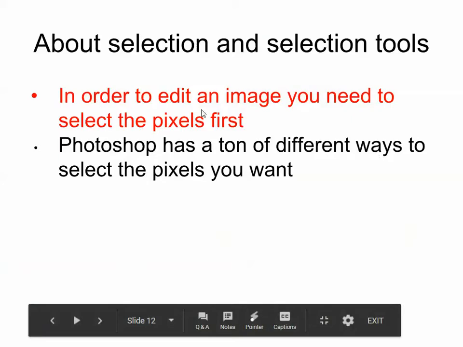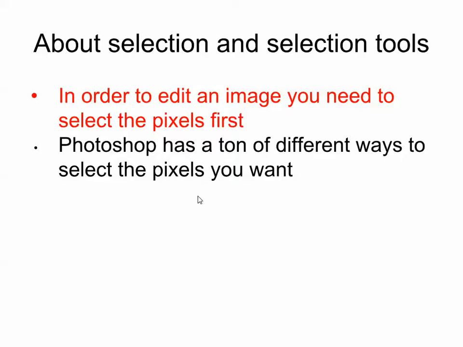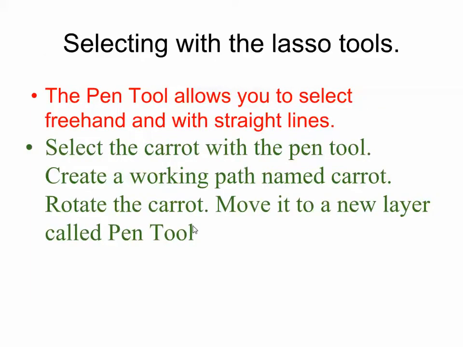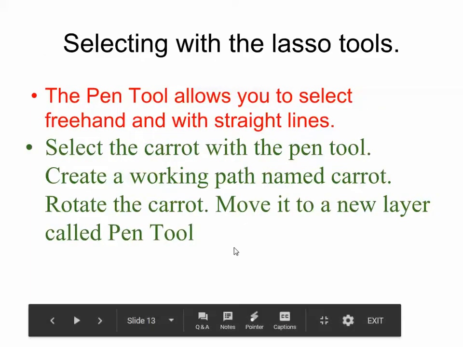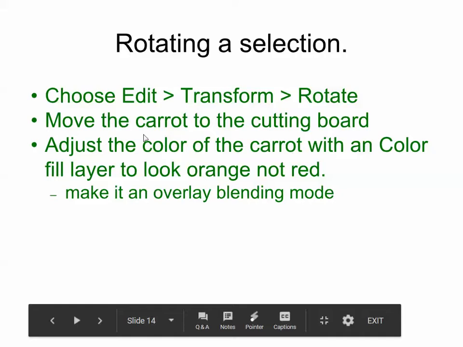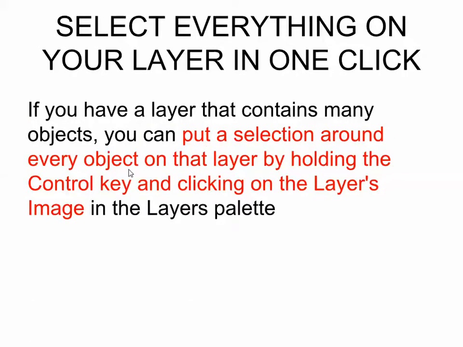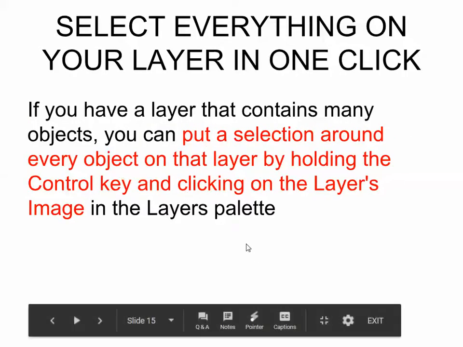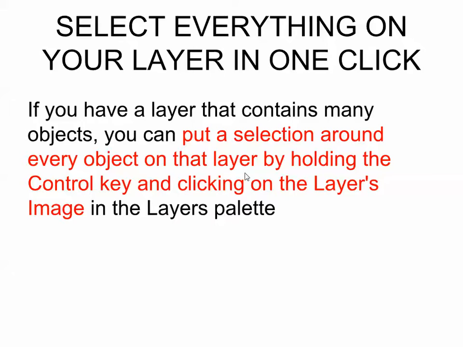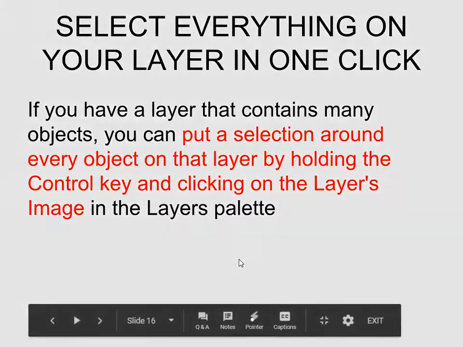Okay, so write this down. In order to edit an image, you need to select the pixels first. So that's what we just did. We used a pen tool to create a path, and then we selected it and we moved it. The pen tool allows you to select freehand and with straight lines. We did that. Write this down. Put a selection around. So I just showed you how to do that. So you can select everything, select a whole layer basically.